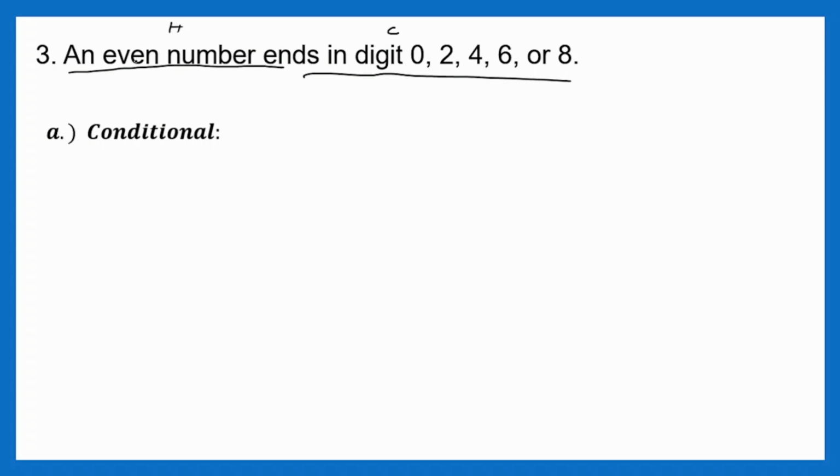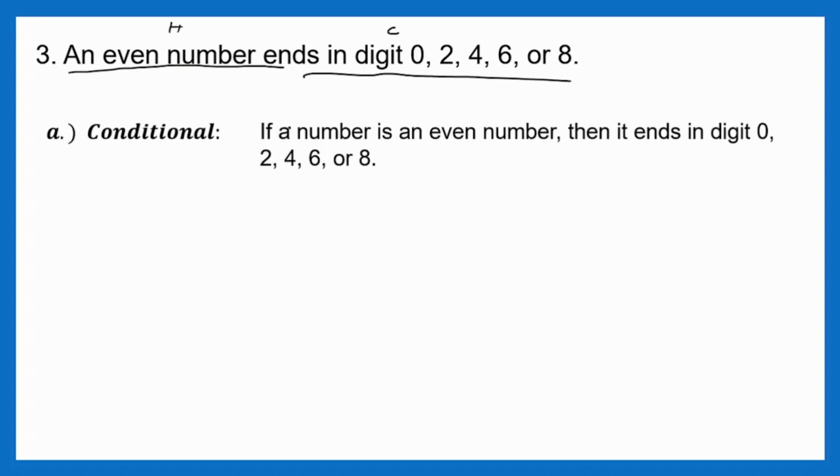Ano nga ba si even number? Even number is a number. Diba? Klase siya ng number. So, therefore, I can describe this as a number. So, kaya naging ganito yung aking conditional. Ito yung sagot natin. If a number is an even number. Okay? So, dinagdag ko yung a number kasi nga, descriptor siya nito. Right? So, if a number is an even number, then it ends in digit 0, 2, 4, 6, 8. Tapos dinugtong ko na lang yan.